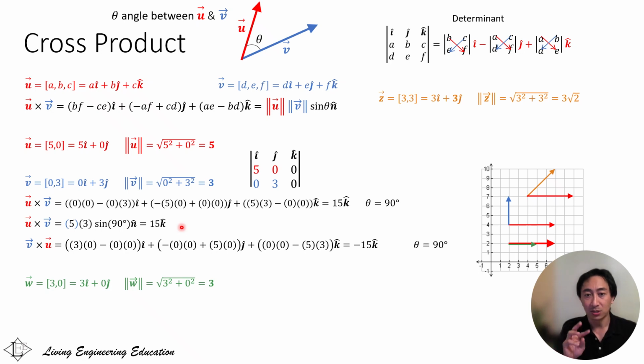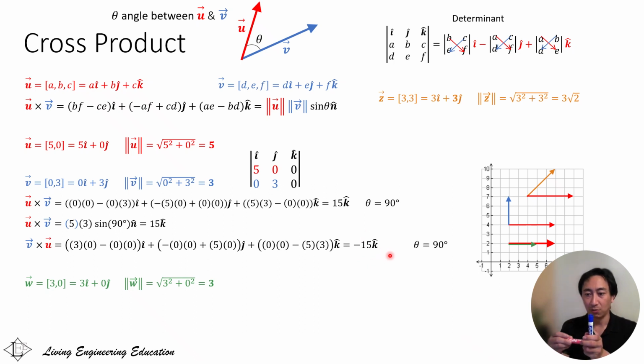Now, what happens if I flip the order? If I switch it from U cross V to V cross U, what you'll find is basically these swap. You have a sign switch for each of these terms. All of these will switch, and you could redraw your determinant matrix. So it's 0, 3, 0, 0, oh, sorry, 5, 0, 0. And what you find is this gives us a negative k hat component.